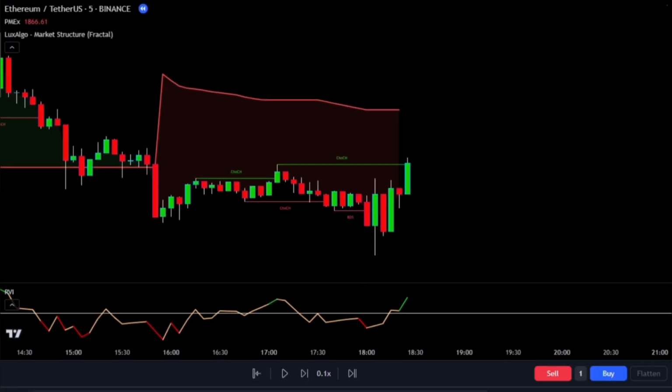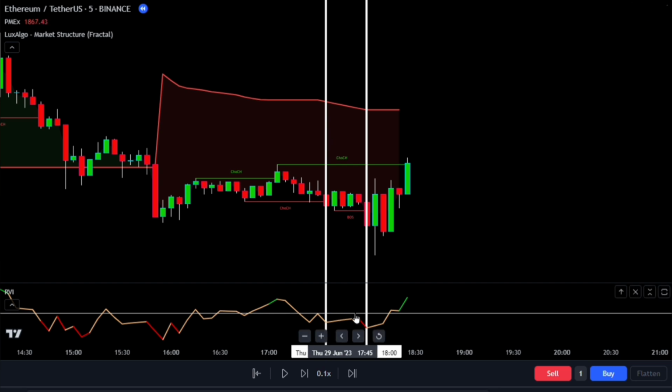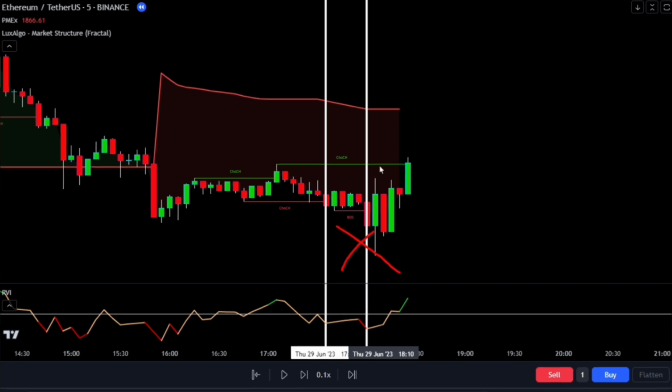On the flip side, here's an example where we should avoid taking a short trade, even though the price is below the PMex indicator and the market structure gives us a signal. The RVI indicator doesn't confirm it. In such cases, it's better to skip the trade. This shows why it's important to have an indicator like RVI to avoid losses and increase our profits.